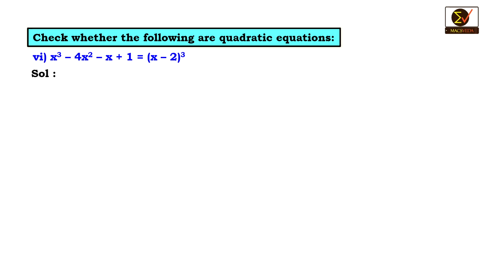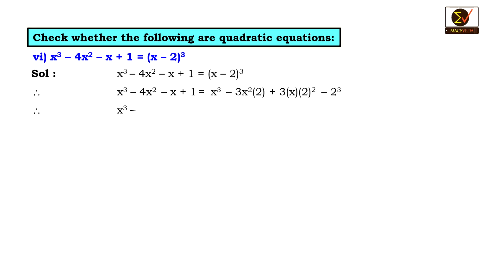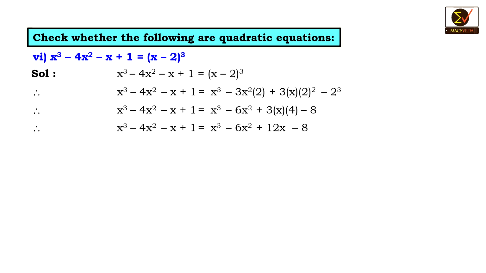The next one. Let us simplify this. X cube minus 4x square minus x plus 1 is equal to, it is a minus b whole cube formula, which is a cube minus 3a square b plus 3ab square minus b cube. So writing it, we get x cube minus 3 into x square into 2 plus 3 into x into 2 square minus 2 cube. So when you simplify this, you get x cube minus 4x square minus x plus 1 is equal to x cube minus 6x square plus 3 into x into 4 minus 8. So when you simplify this, you get x cube minus 4x square minus x plus 1 is equal to x cube minus 6x square plus 12x minus 8.